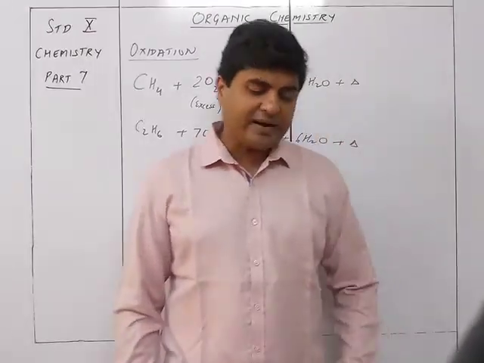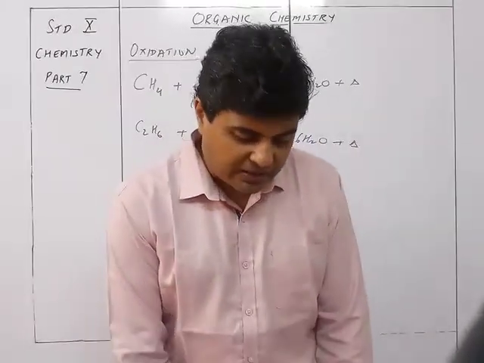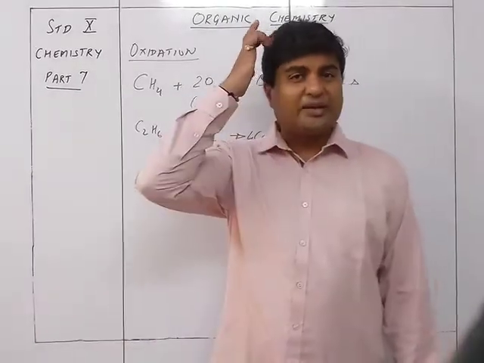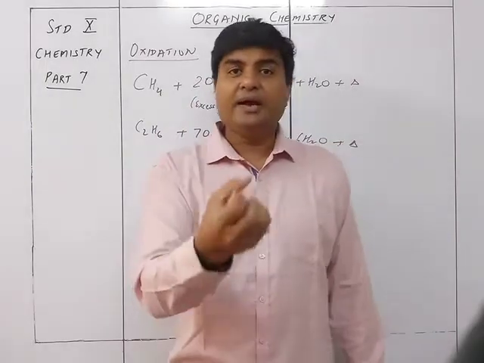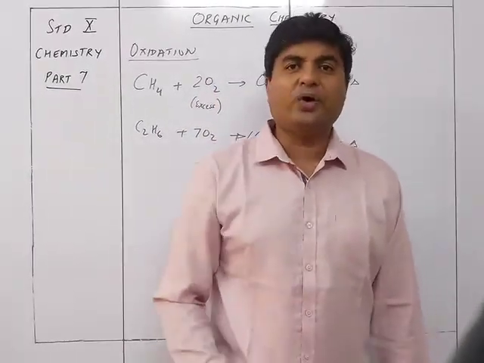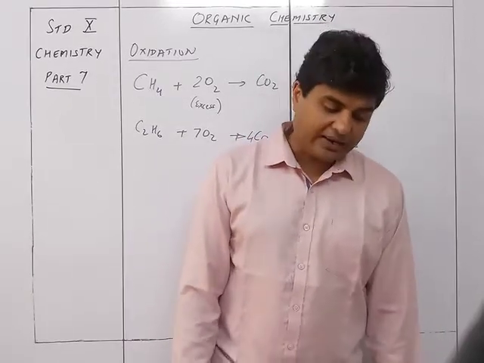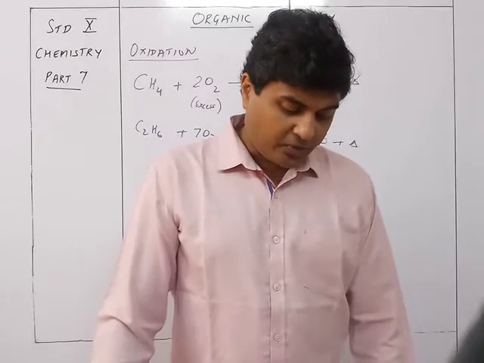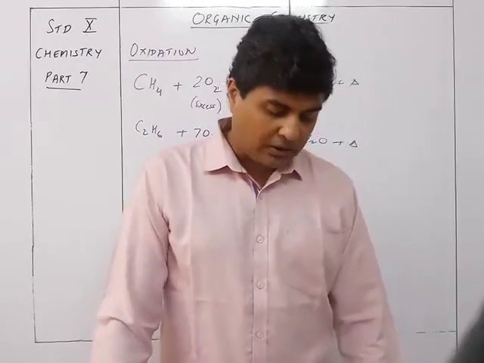So the condition is that in excess of air, methane or ethane burns with a blue non-luminous flame. तुम लोग ने देखा रहेगा, घर में जो गैस होता है, it is not illuminating, it's a blue color non-illuminating kind of flame. So that is the same as methane or ethane burning. So the product is CO2 and water.